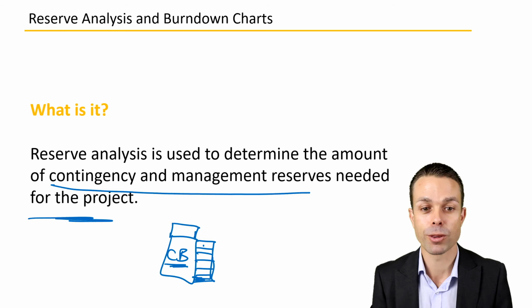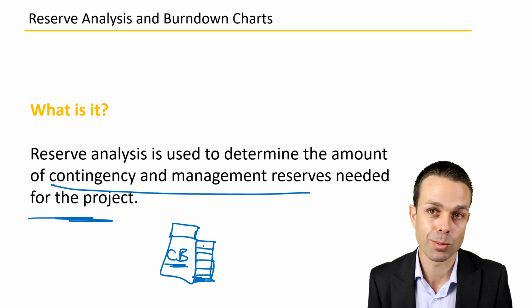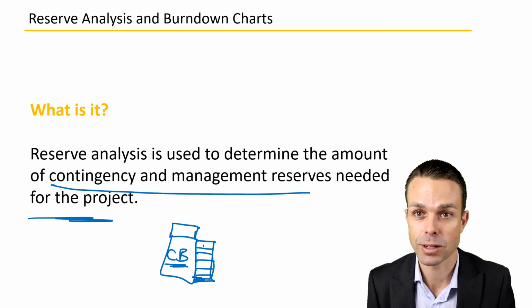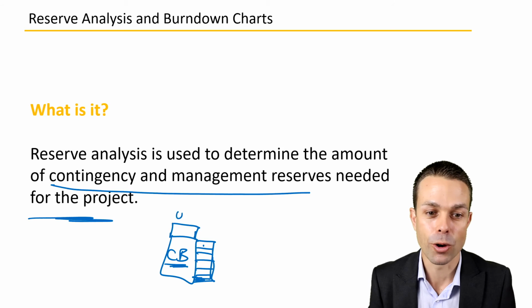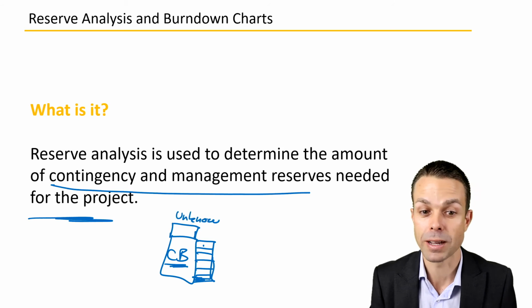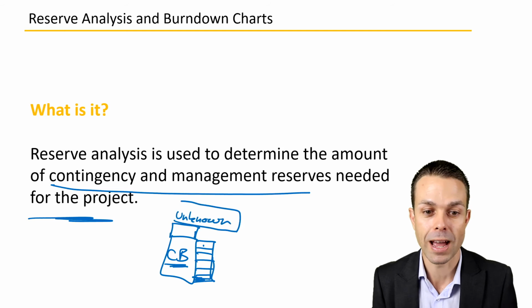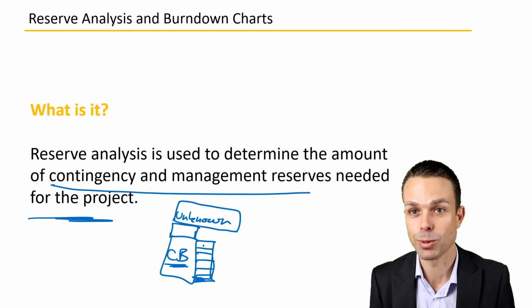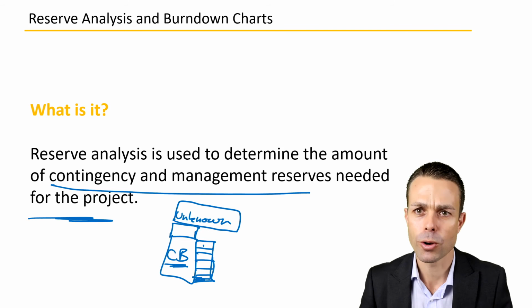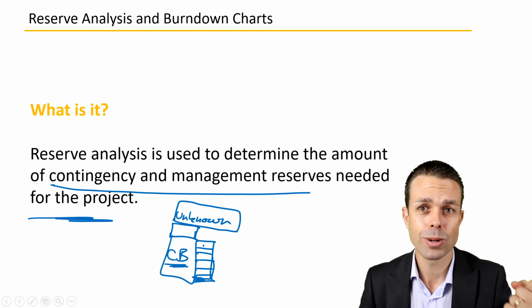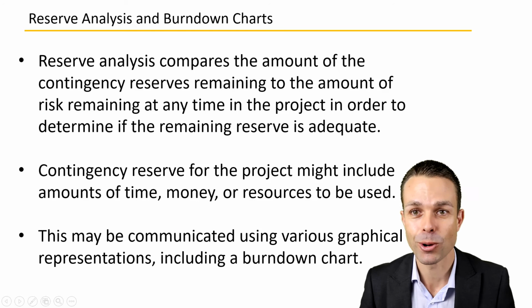Now, on top of that, we put the management reserves. That might be a certain percentage or just a little bit extra, depending on the organisation that you're working in. And that's for any unknown things that we might come across in our project. So we have not planned for these, and that's a little bit of a management reserve just in case those things happen. So we need to know, with those reserves, do we have enough to complete our project?